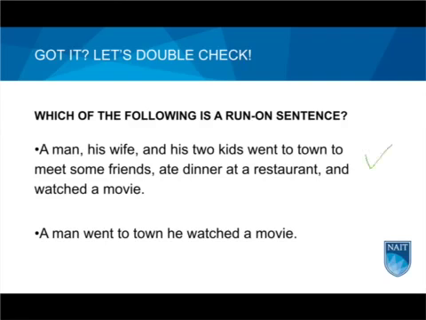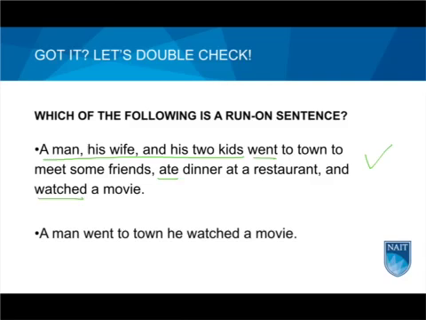It's a simple sentence, and we have a long subject, which includes a man, his wife, and his 2 kids. And then we have the verbs went, ate, and watched a movie. All of those follow the pattern of subject first, and then the verbs all together. So that is one independent clause or a simple sentence.